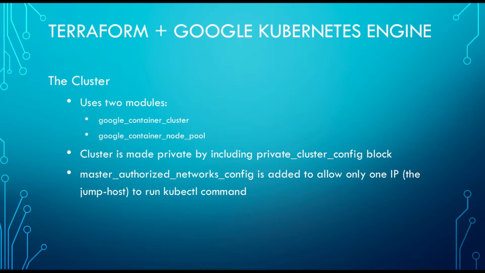So the cluster that we are going to create uses two modules: the Google container cluster, in which we are going to disable the default node pool, and the Google container node pool module which creates a custom node pool. The cluster is made private by including a private cluster config block. We are also going to use the master authorized network config block to add just one IP, that is nothing but the jump host IP, to run the kubectl commands.